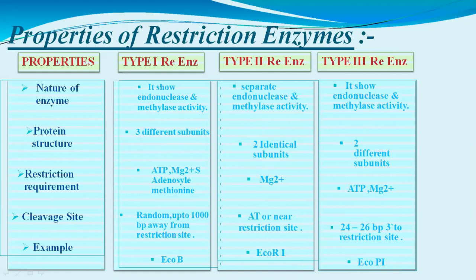Can anyone tell me, since we have seen the nomenclature in the last lecture, what do you mean by Eco in this type 2 restriction enzyme that they are talking about? What do you mean by Eco? E. coli here? Yes, bacteria. And what do you mean by R here? Strain of E. coli. Yes. R itself. What do you mean by 1 over here?